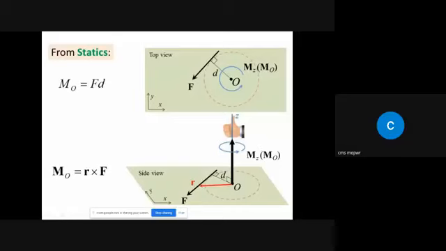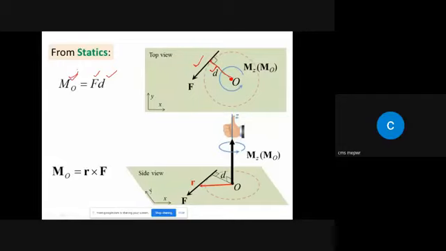Over here, this is the moment, this is the force, and this is the moment arm. If this is the applied force, and this D is the moment arm, and we want to find the moment about point O, the perpendicular distance between the line of action of force and this reference point is the moment arm. If you multiply these, you get the moment about point O. So in scalar form, we simply multiply the force with the perpendicular distance, the moment arm.